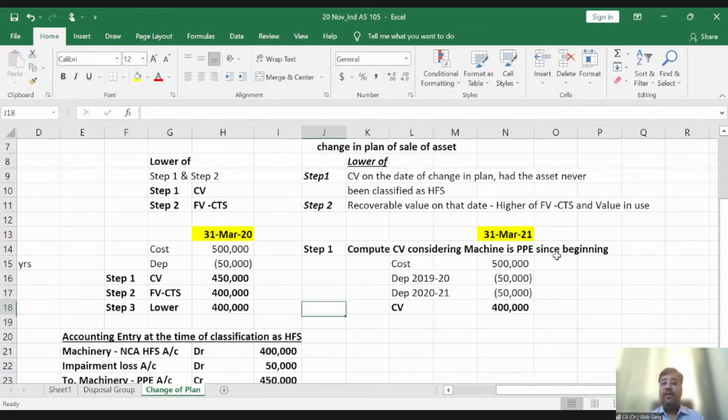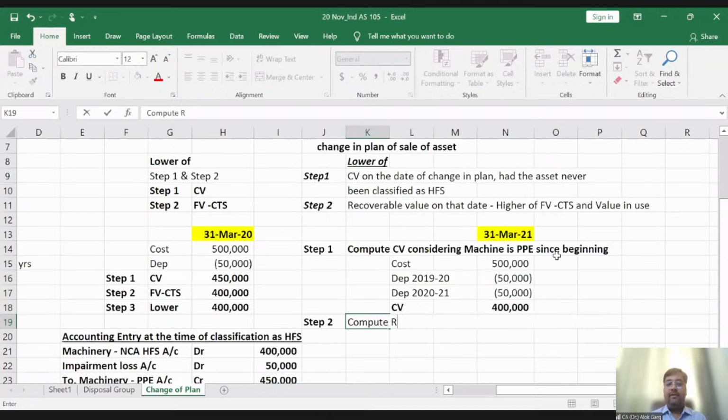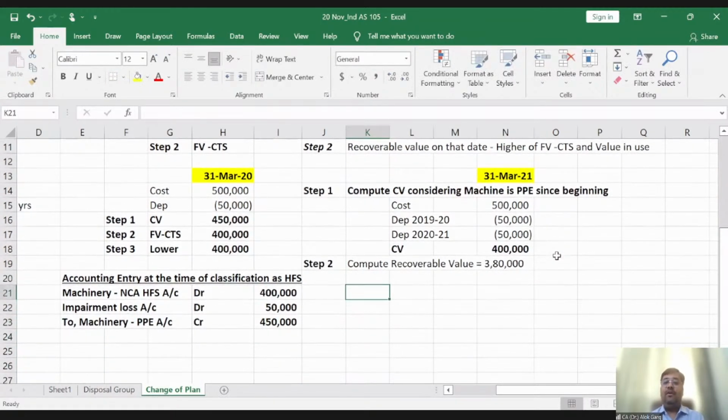What is step 2? Recoverable value on the date of change in plan. Recoverable value is the higher of value less cost to sell and value in use. Step number 2: compute recoverable value. For example, recoverable value is given in the question as 3,80,000. In this case, what is step 3? Recognize at the lower of the carrying value had this asset never been classified as HFS, and the recoverable value.